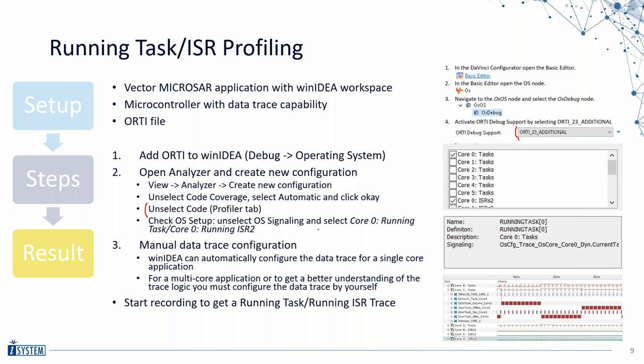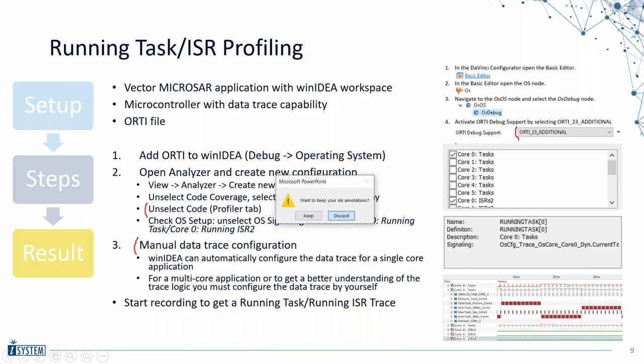Alternatively, you can also do the data trace configuration by yourself. So this would be the third step, and it is optional. There are two reasons why you want to do the manual data trace configuration here. The first one is if you have a multi-core application, WinIDEA might not be able to figure out how to set the data trace for each of the cores individually, and you might get an error message saying not enough data comparators, and in that case you then have to do it manually. If you have a multi-core system, it's very likely that you will have to do it manually. The other reason is if you just want to understand how the underlying configuration works, you can also do it manually, of course. And then finally, you start a recording and you should see running tasks and running ISRs. And so that's what we're going to do first.